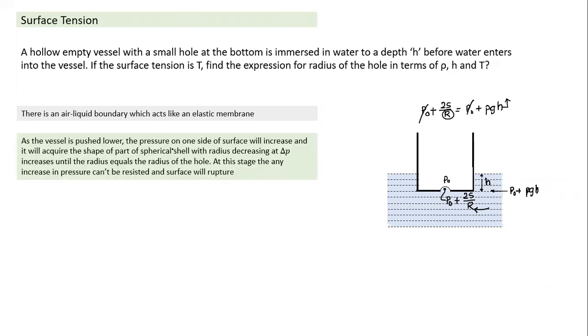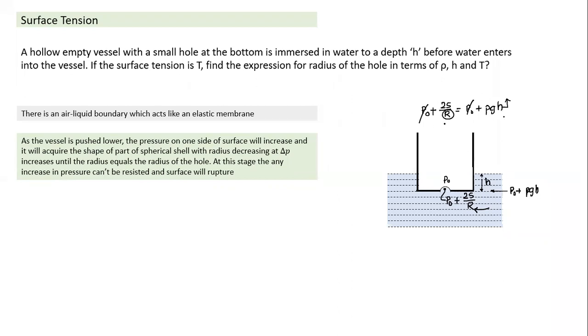As the pressure difference on one side of the surface increases, it will require the shape of a part of a spherical shell. And the radius will keep on decreasing as delta p keeps increasing, until the radius becomes the radius of the hole, and that's the time it will just break in. So this equation here. So what is H maximum?